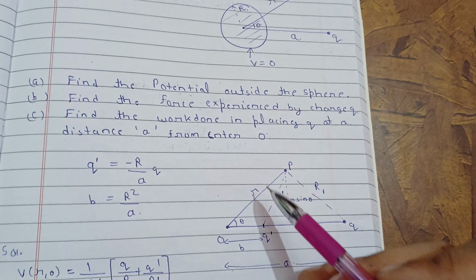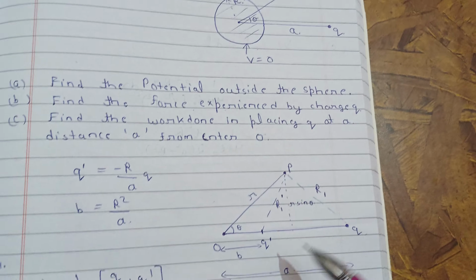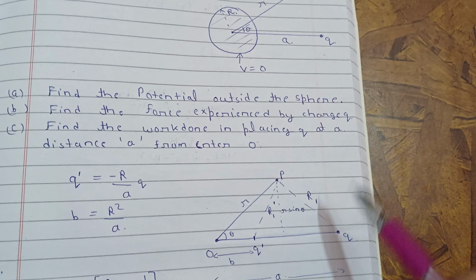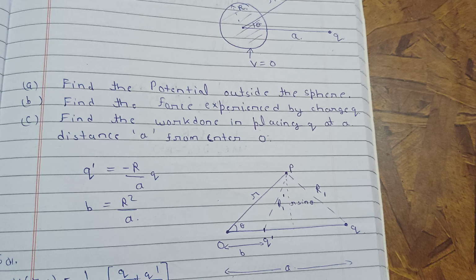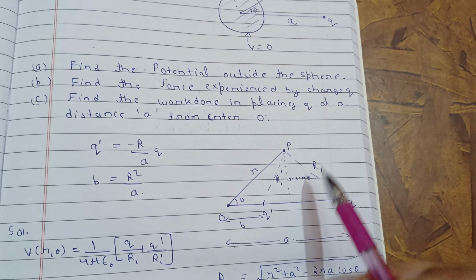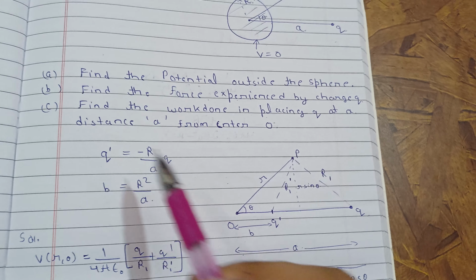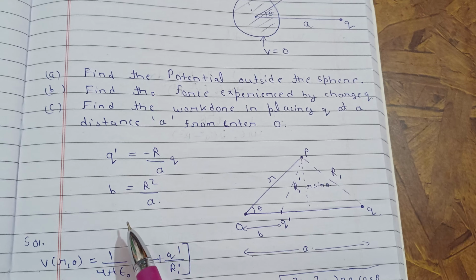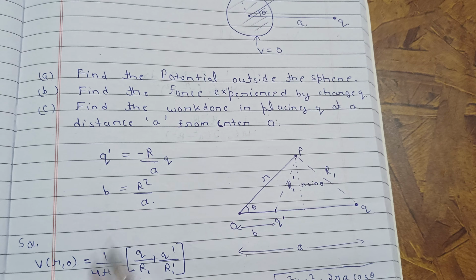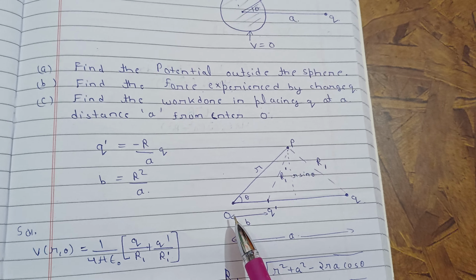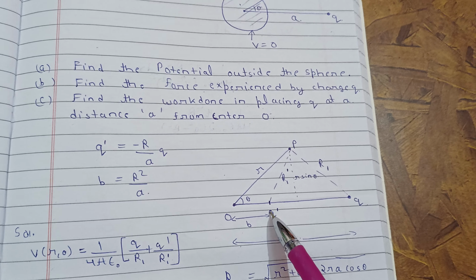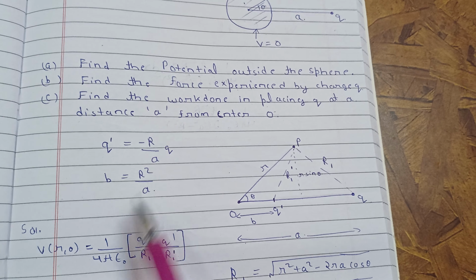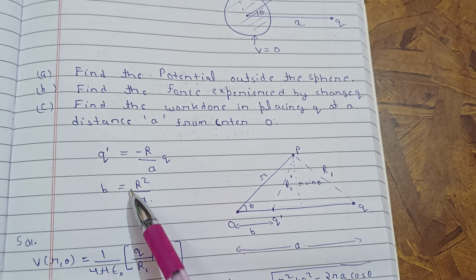Now from the q dash, the distance to point P will be r1 dash, and from the q it is r1, and from the origin it is again r, and this is the theta angle. So what you need to remember is that q dash will always be minus r by a times q. This r is the radius of the sphere, and this a is the distance from the origin to that charge. The distance of this q dash charge from the origin will be r square by a.